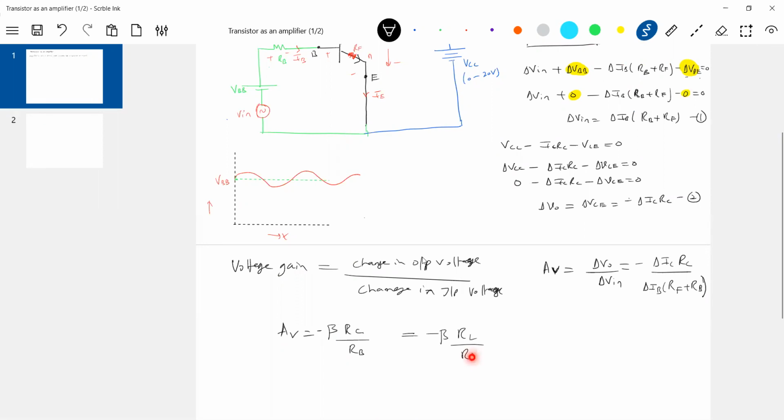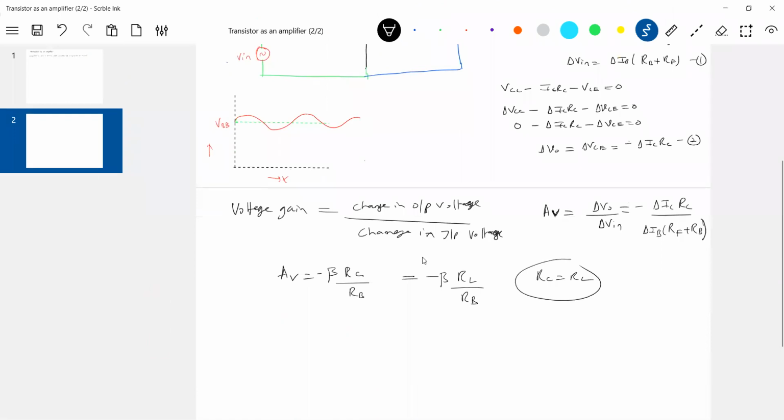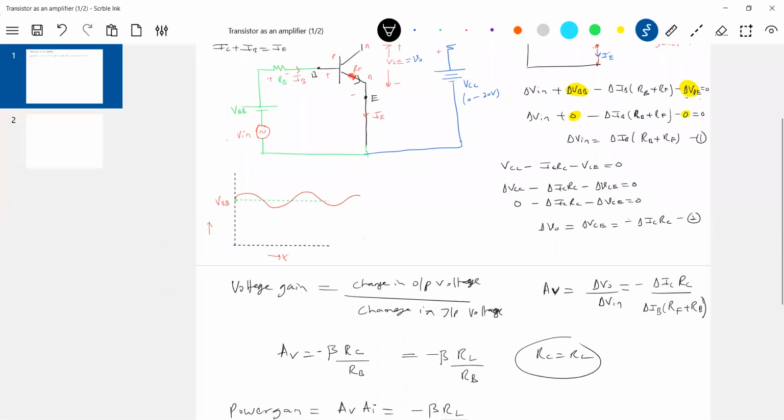I think there's a more generalized formula where RC is equal to RL. So there's a voltage gain. Now I want the power gain. Let me finish off all these gains. Power gain: how do you define voltage gain into current gain? What is the voltage gain? Minus beta by RL by RB. I made clear RC equal to RL.